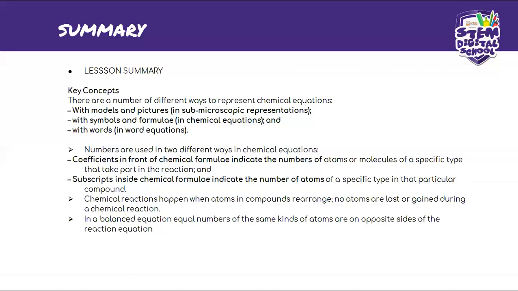Then we also said that numbers are used in two different ways in chemical equations. Coefficients in front of a chemical formula indicate the numbers of atoms or molecules of a specific type that take place in the reaction. Subscripts inside a chemical formula indicate the number of atoms of a specific type in that particular compound. Chemical reactions happen when atoms rearrange. No atoms are lost or gained during a chemical reaction. In a balanced equation, equal numbers of the same kinds of atoms are on opposite sides of the reaction.